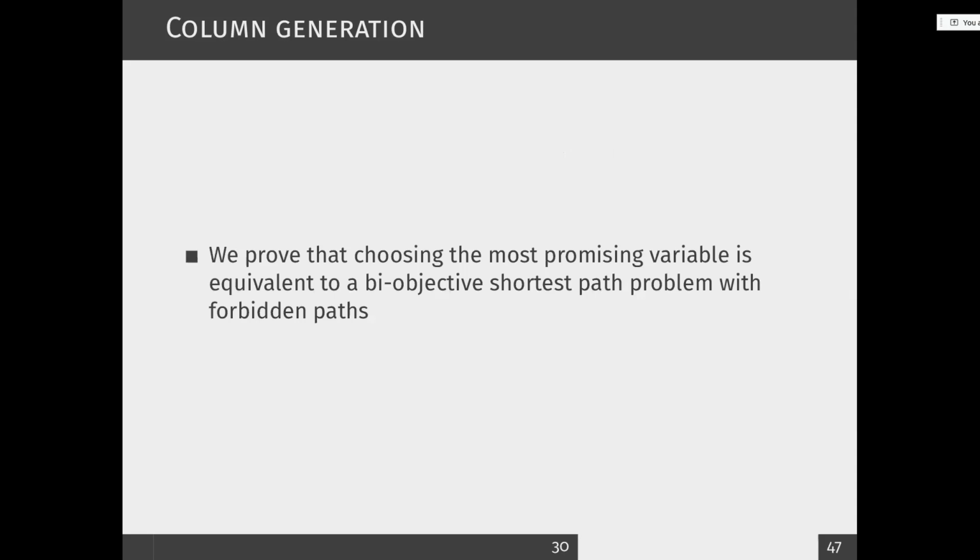So there's a lot going on behind the scenes to do that. Mainly the big thing to do is to show how to choose those variables. And in my thesis, I show that solving that problem of finding the best variable is equivalent to solving a bi-objective shortest path problem with also forbidden paths, so not considering all the paths of the graph, which is not a polynomial problem. But we propose a method that's quite fast in practice to solve it. So this enables us to solve the full problem.